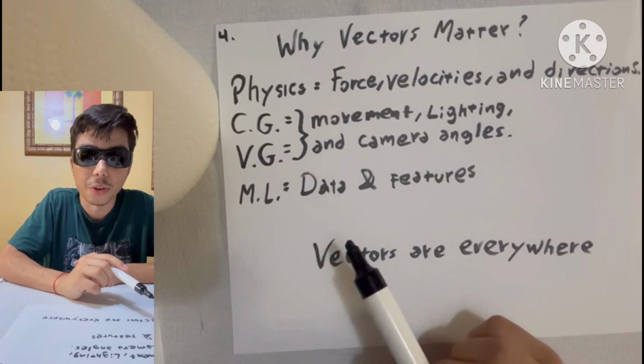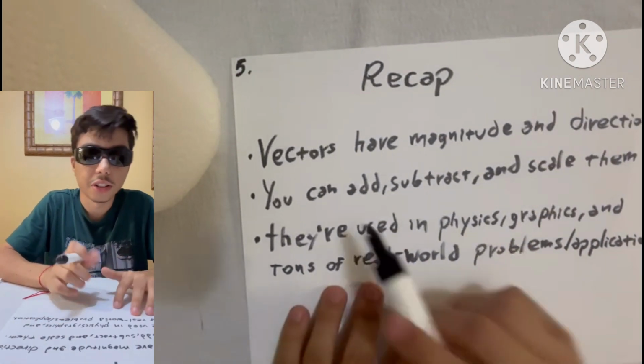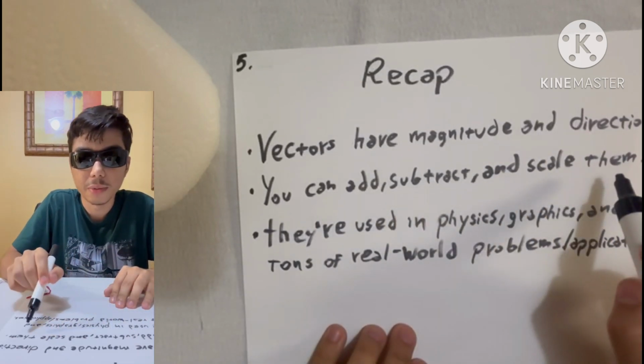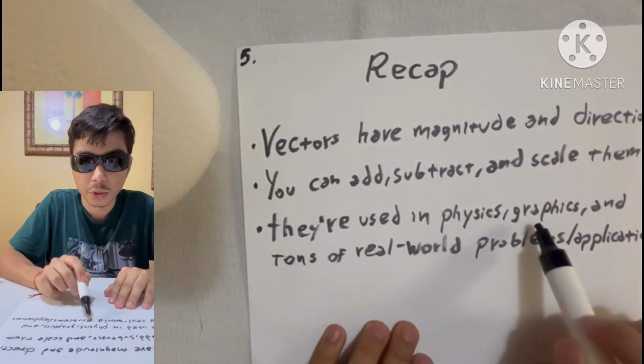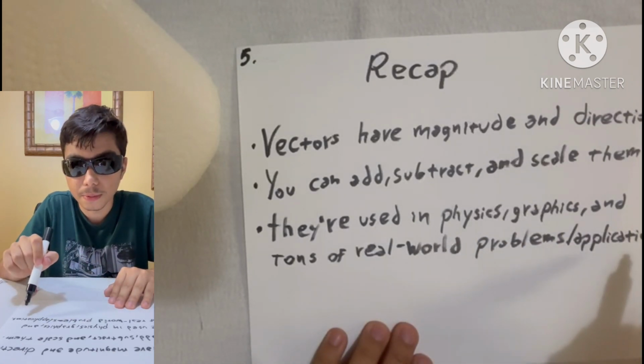versatile they really are. So let's do a quick recap. Vectors have magnitude and direction. You can add, subtract, and scale them. They are used in physics, graphics, and tons of real-world applications.